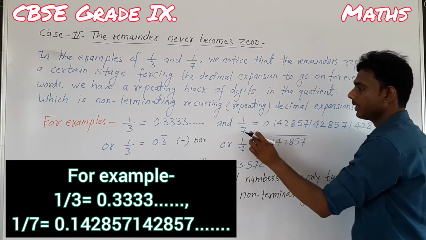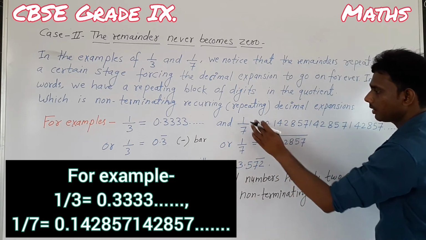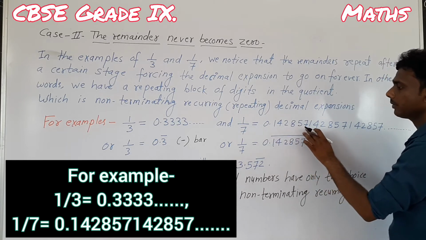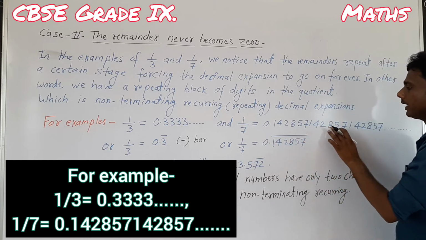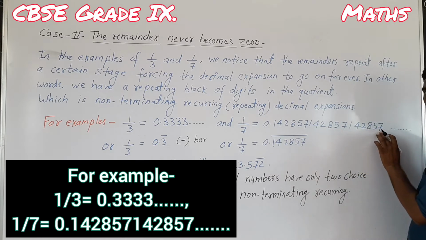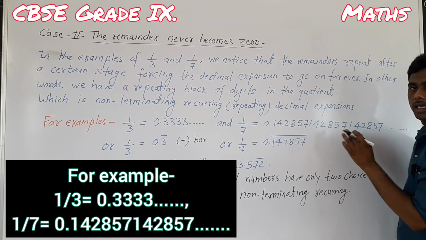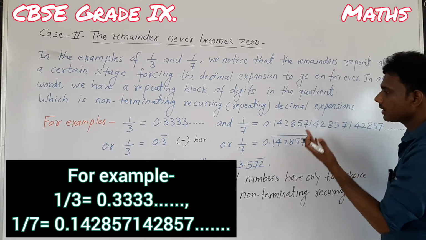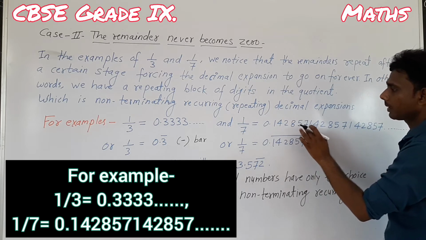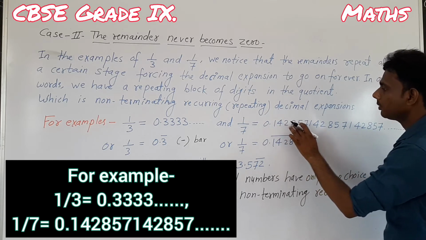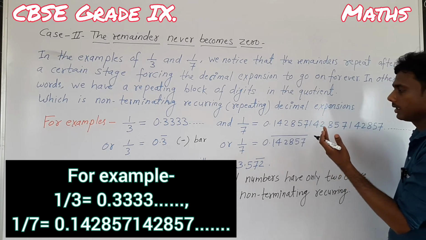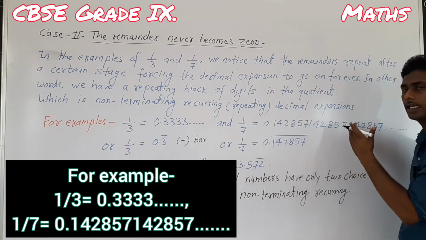Similarly, when you divide 1 by 7, we get 0.142857, 142857, 142857, dot dot dot. You can notice here that 142857 means 1, 2, 3, 4, 5, 6. After 6 digits, the same number is repeating.